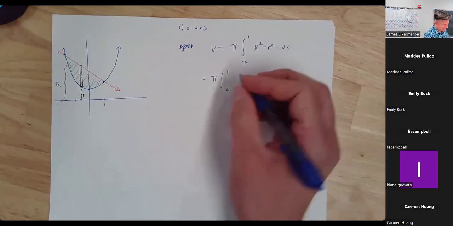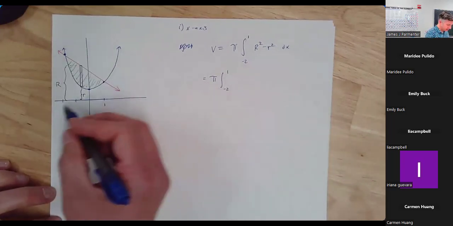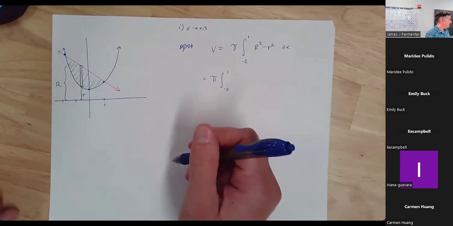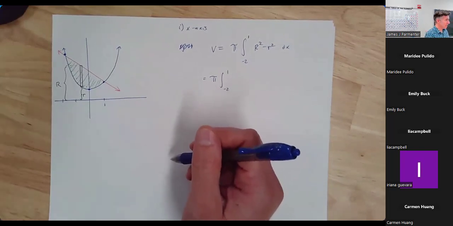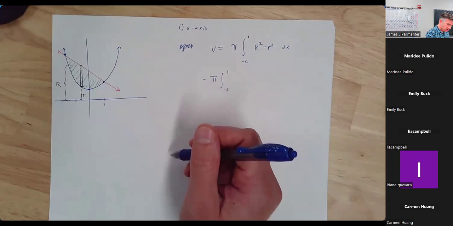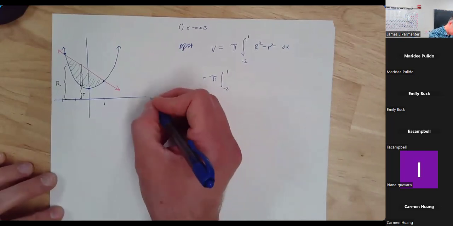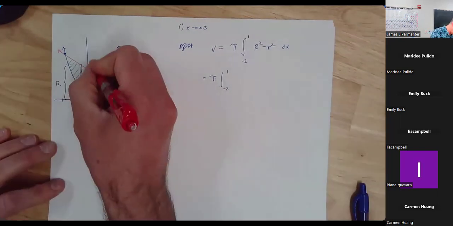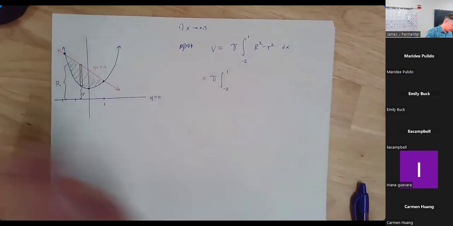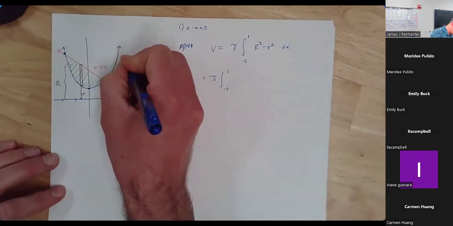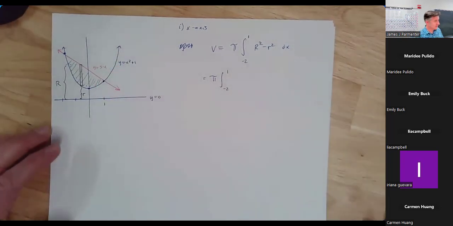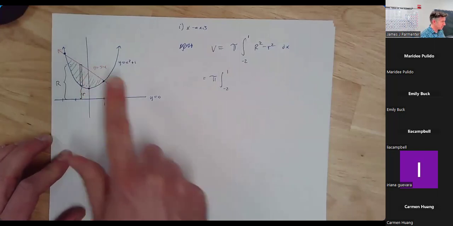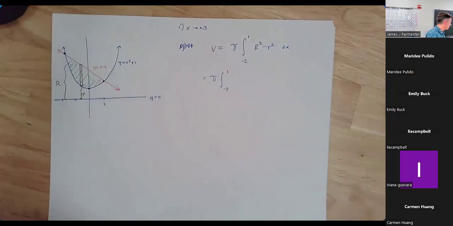My big radius is 3 minus x minus 0. It's the difference between the function and the axis of rotation. My axis of rotation is y equals 0. This red function is y equals 3 minus x. This blue function is y equals x squared plus 1. And my large radius is the difference between 3 minus x and 0, which is just 3 minus x.